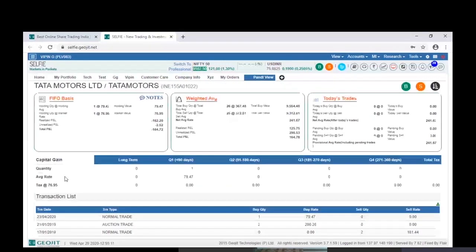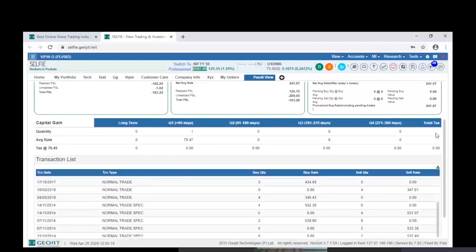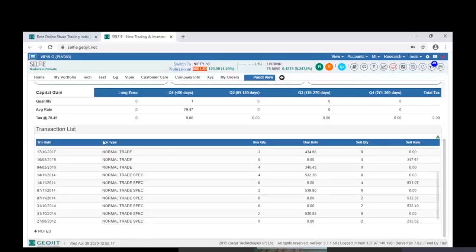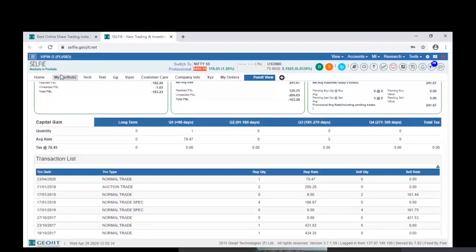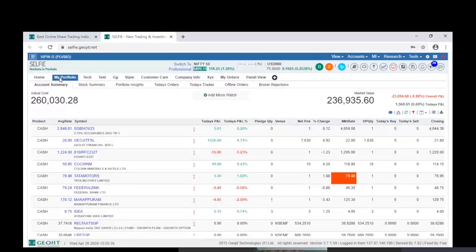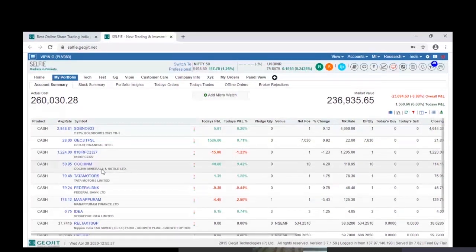Now this is the transaction detail. I have traded in 2017, I have traded in 2014, I have traded in 2012. So this is the history of transactions of Tata Motors, and this was the last trade which I bought. This is 79.47, one share, which is showing in the portfolio. So from the portfolio screen itself, you will come to know at what rate you bought and what the profits are. Here the profits are showing, and what the net position is. This is the position I hold, the percentage change, and you get real time market rates here. So this is all about the portfolio.